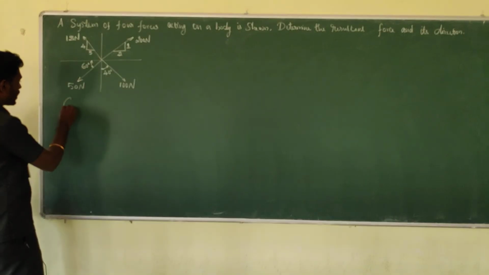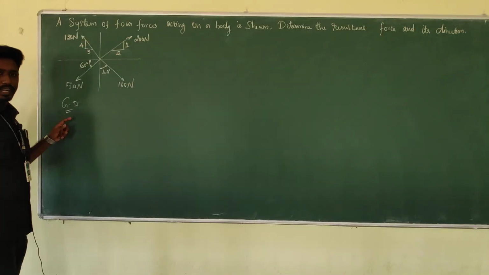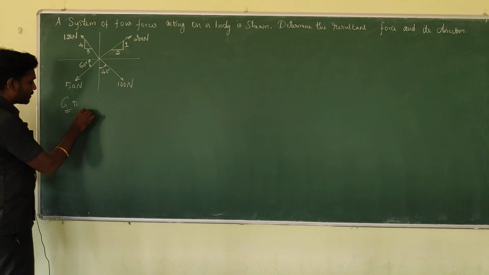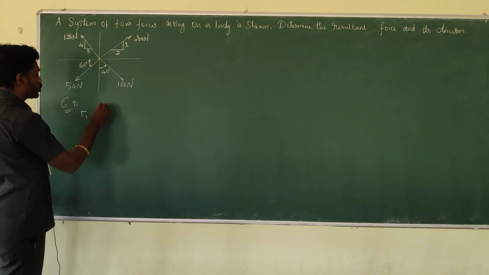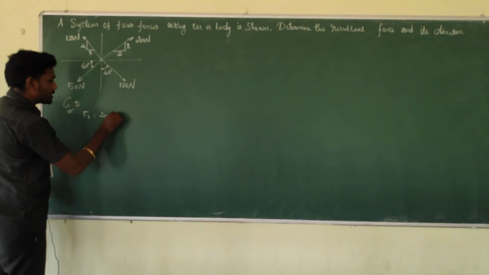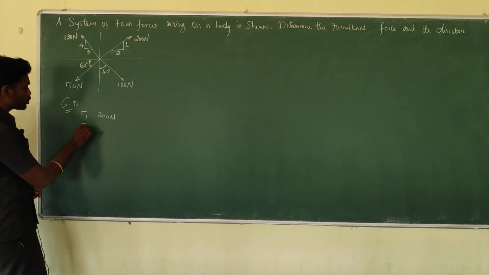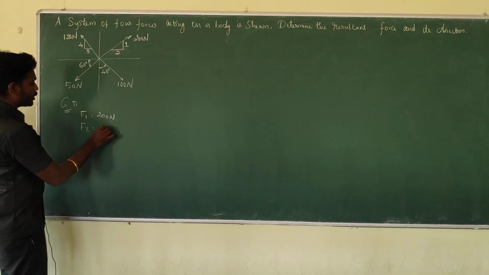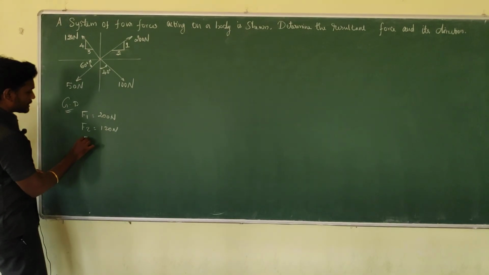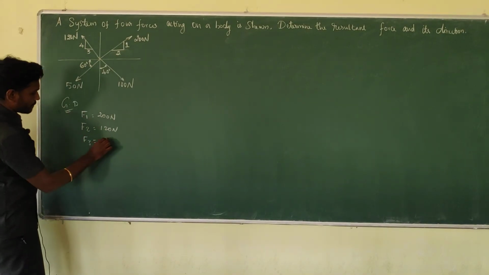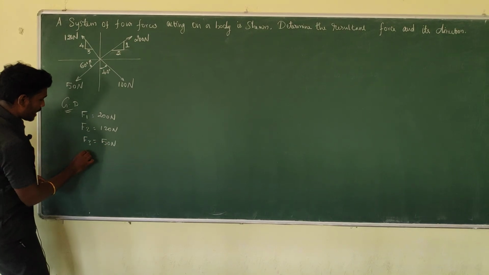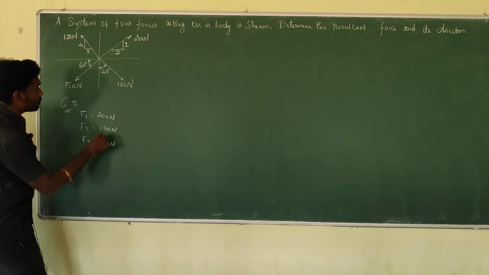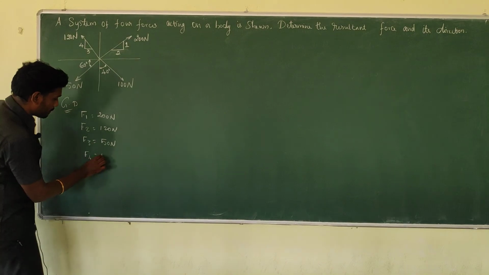Try to take the given data. Given data. What about the force 1? The force 1 is 200 Newton, and the force 2 is 120 Newton, and the force 3 which is given 50 Newton, and force 4 which is given as 100 Newton.